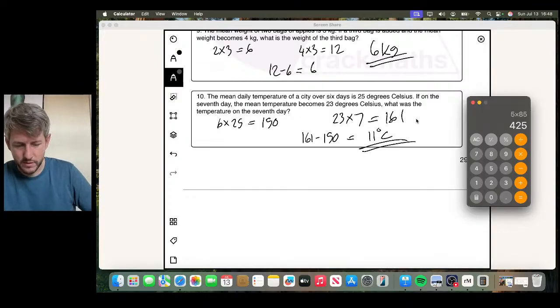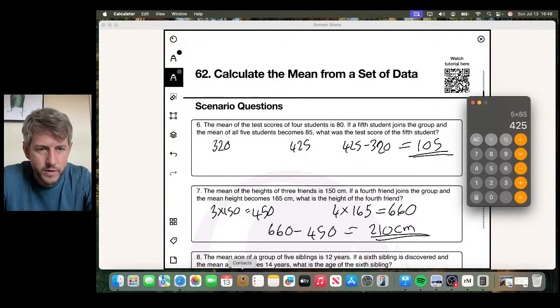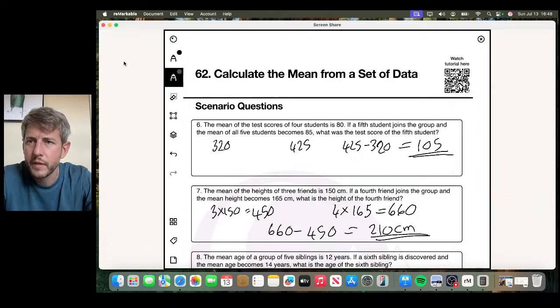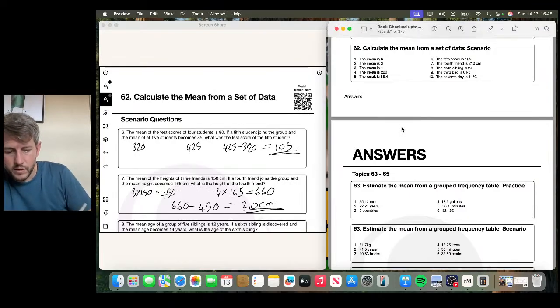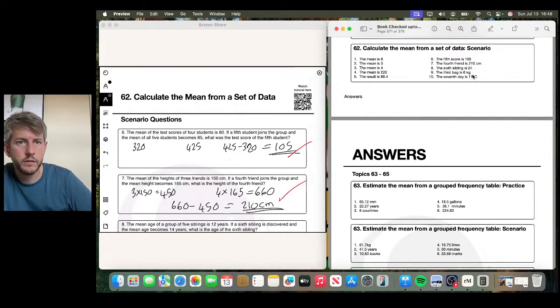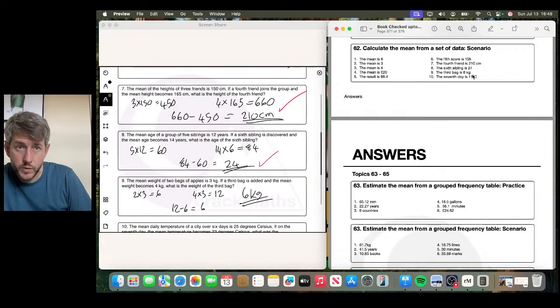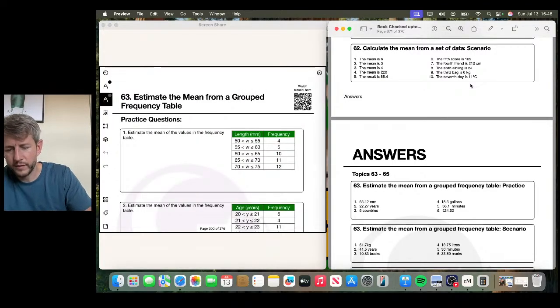Right, so here we go. Let's get these questions marked, and then we can move on to topic 63. Right, so yeah, 105, 210, 24, 6 kilograms, and 11 degrees Celsius. Wonderful.